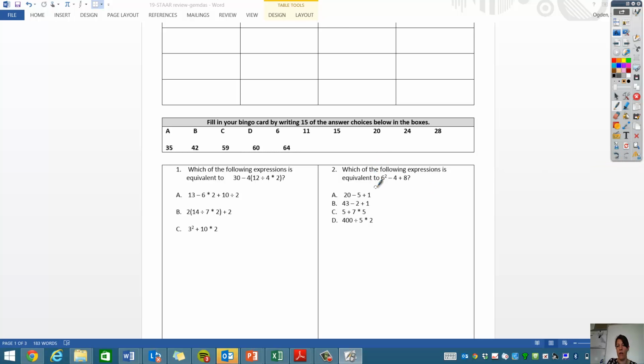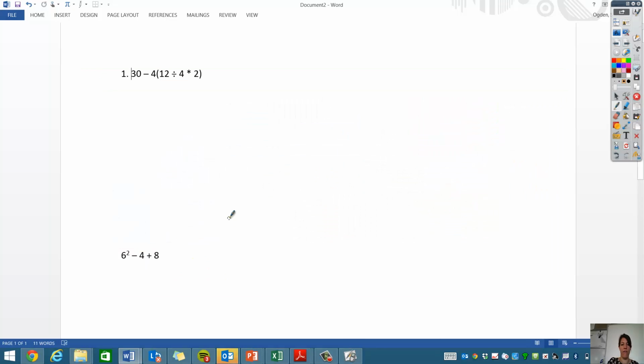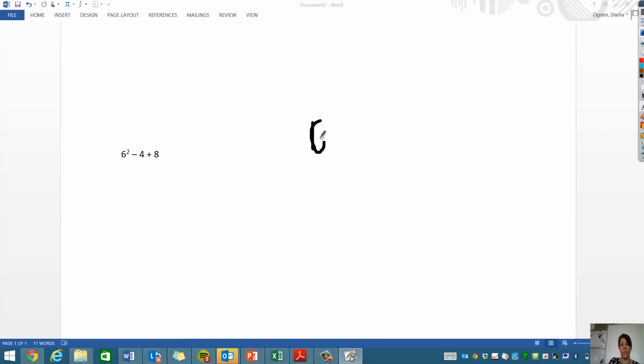Number 2 says, which of the following expressions is equivalent to this? So this is just one more example, 6 squared minus 4 plus 8, okay? If I go over here, there are multiple steps, so I'm still using my grouping symbols first, then my exponents, then multiply and divide, then add and subtract. Okay, so I go through, there are no grouping symbols, so I'm done. Now I need to look through for exponents. I'm going from left to right.